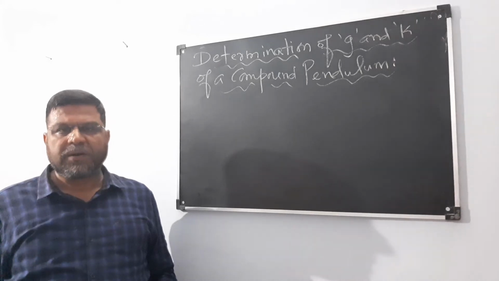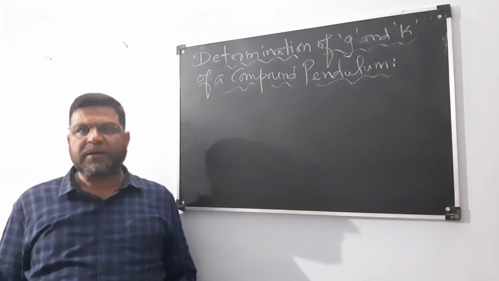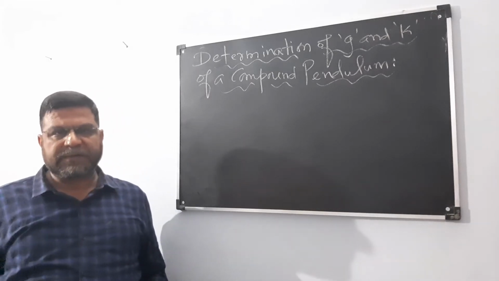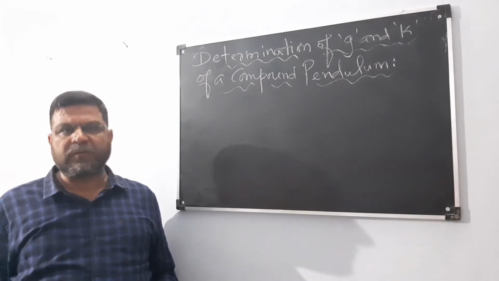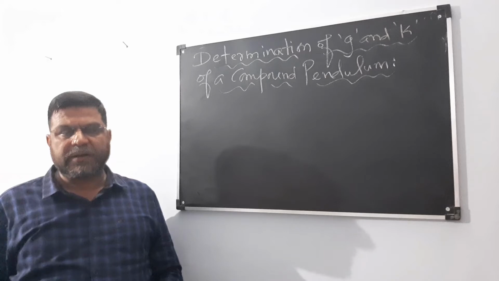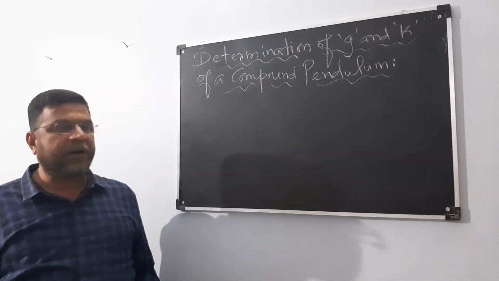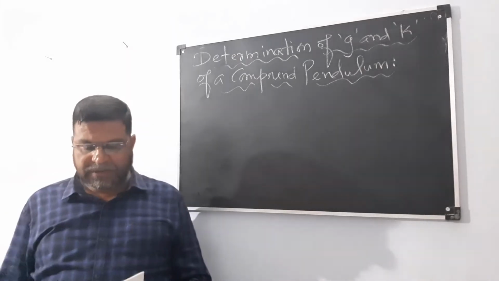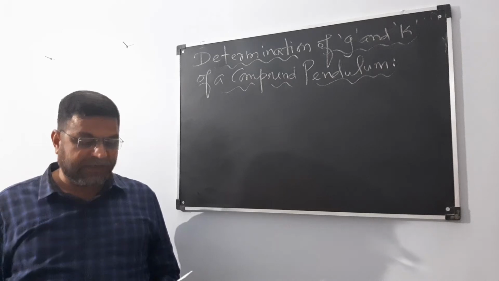Good morning, children. Last class we saw the expression for the period of oscillation and acceleration due to gravity. We know what is meant by the acceleration due to gravity of a compound pendulum: g is equal to 4 pi square L by T square. Next, we are going to see the determination of g and K of a compound pendulum. g means acceleration due to gravity and K means radius of gyration.